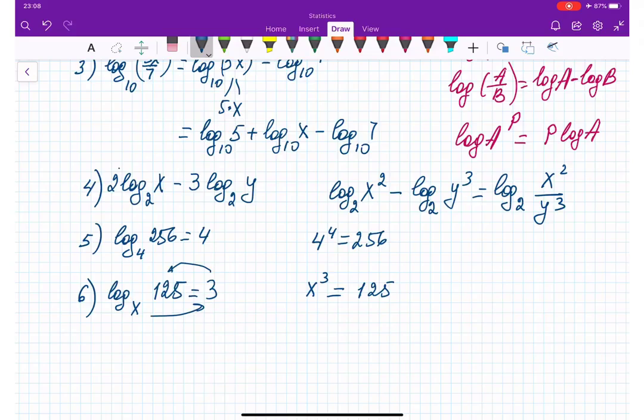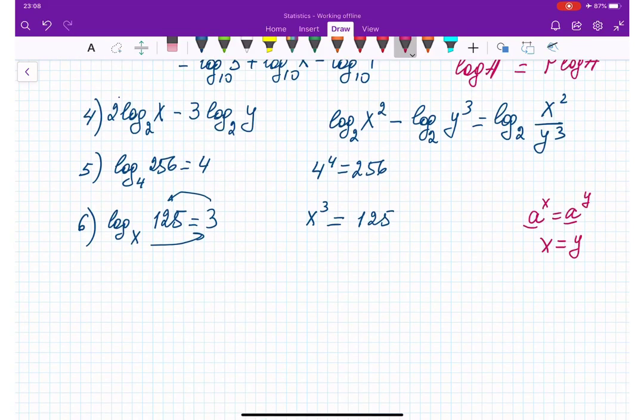Okay, so remember in the previous video I told you if we have the same base, let's say a to power x is equal a to power y, then we can insist that x is equal y. The same thing we can say vice versa: if I have a to power x is equal b to power x, the exponents are the same, then we can insist that the bases are equal also.